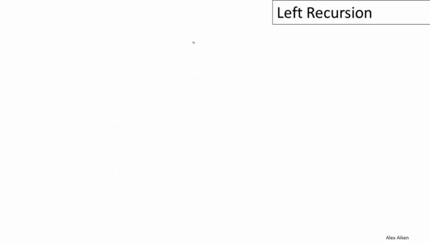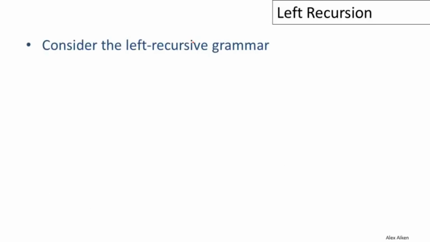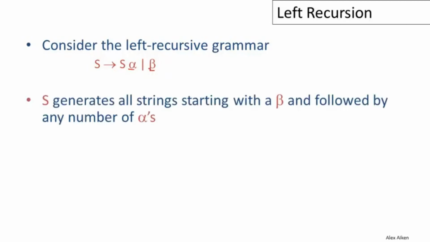Well, this seems like a major problem with recursive descent parsing. And it is a problem, but as we'll see shortly, it's really not so major. So let's consider a left recursive grammar of a slightly more general form. So here we have two productions now for S. S goes to S followed by something alpha, or it goes to something else that doesn't mention S, and let's call that beta. And if you think about the language that this generates, it's going to generate all strings that start with a beta and are then followed by any number of alphas. But it does it in a very particular way.